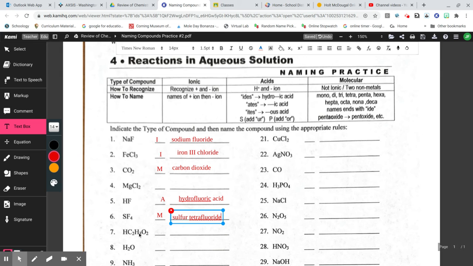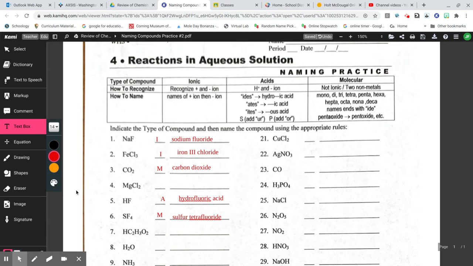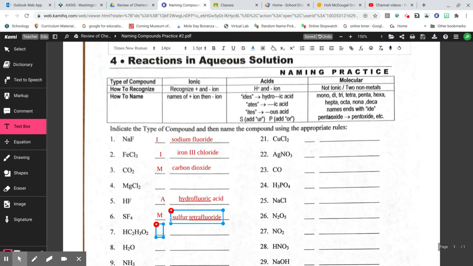Let's take a look at number 7. So number 7 is HC2H3O2. So this is an acid because we're starting with the hydrogen ion. So we'll put an A there.